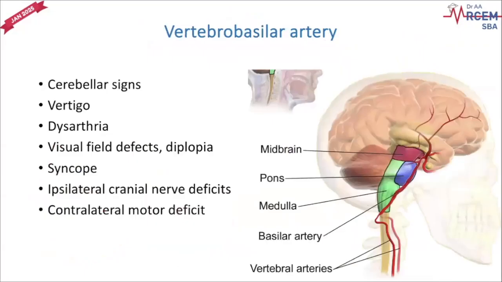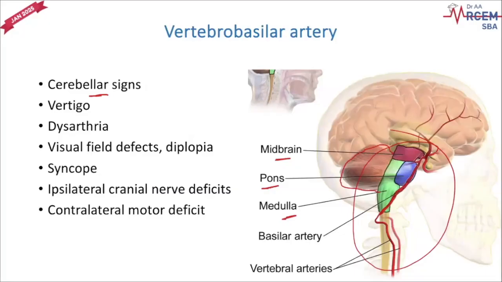Now we are going into the vertebrobasilar artery. The vertebrobasilar artery basically supplies your brainstem. What is the brainstem? Brainstem basically constitutes the midbrain, pons, and medulla. It also constitutes the cerebellar region. Cerebellar involvement will result in cerebellar signs like dysdiadochokinesia or loss of balance, which can be tested by Romberg sign, or dysmetria can be present.